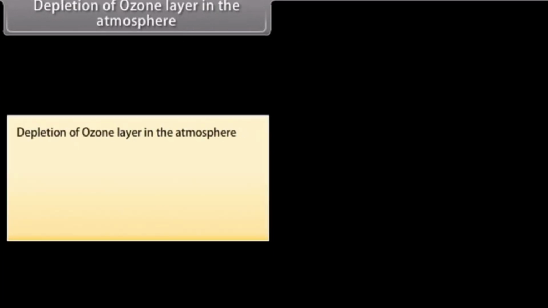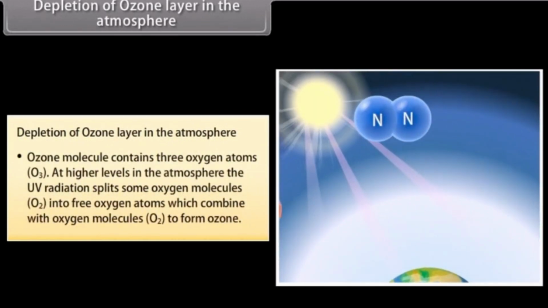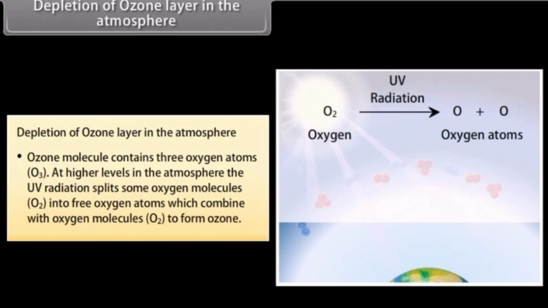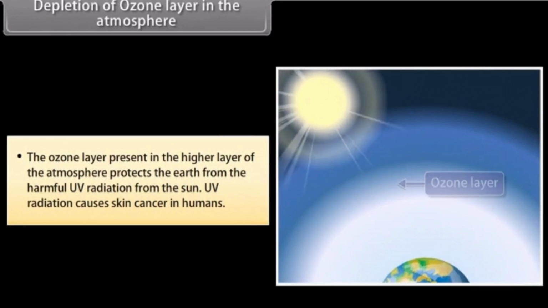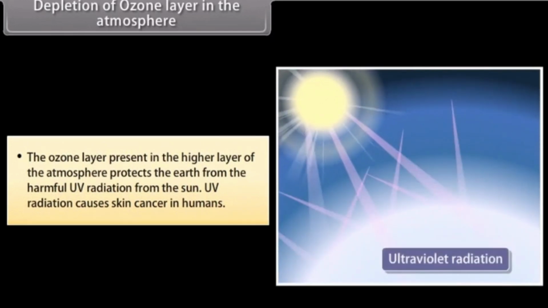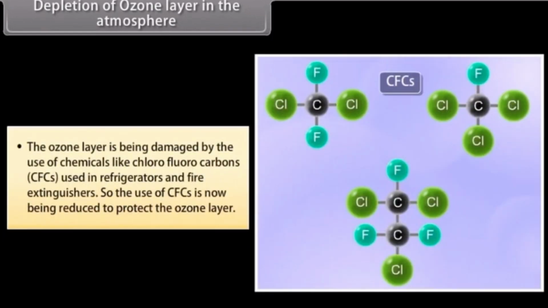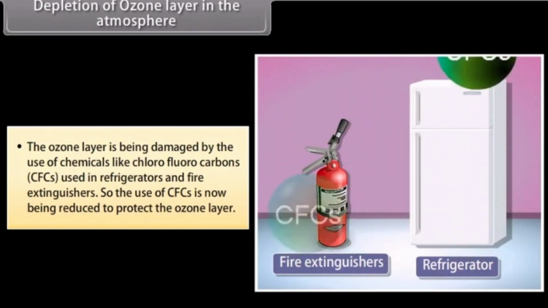Depletion of ozone layer in the atmosphere. Ozone molecule contains 3 oxygen atoms, O3. At higher levels in the atmosphere, the UV radiation splits some oxygen molecules O2 into free oxygen atoms, which combine with oxygen molecules O2 to form ozone. The ozone layer present in the higher layer of the atmosphere protects the Earth from the harmful UV radiation from the sun. UV radiation causes skin cancer in humans. The ozone layer is being damaged by the use of chemicals like chlorofluorocarbons, CFCs, used in refrigerators and fire extinguishers. So the use of CFCs is now being reduced to protect the ozone layer.